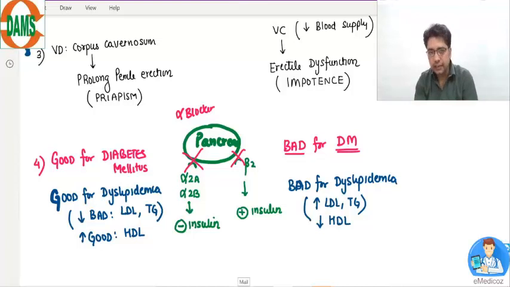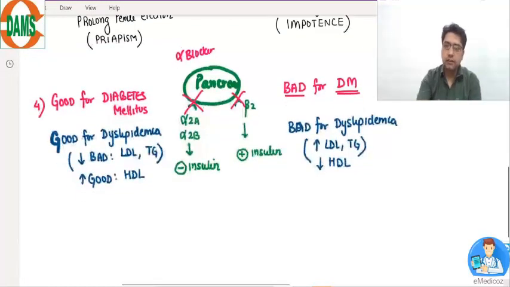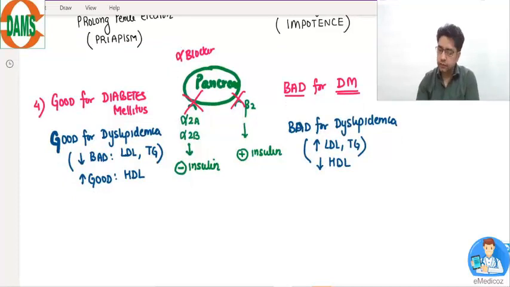Okay, this is the direct action of alpha blocker and beta blocker on liver. Okay, now you will write one exception to it.